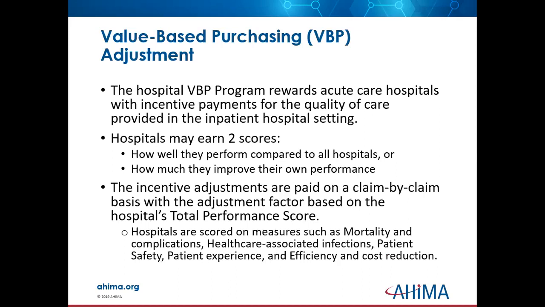Value-based purchasing adjustments reward acute care hospitals with incentive payments for better quality care. Hospitals can earn scores one of 2 ways: how well they perform compared to all hospitals, and how much they improve their own performance. The incentive adjustments are paid on a claim-by-claim basis, with the adjustment factor based on the hospital's total performance. And some of the scoring includes such items as mortality and complications, healthcare-associated infections, patient safety, patient experience in terms of patient surveys, efficiency, and also cost reduction.